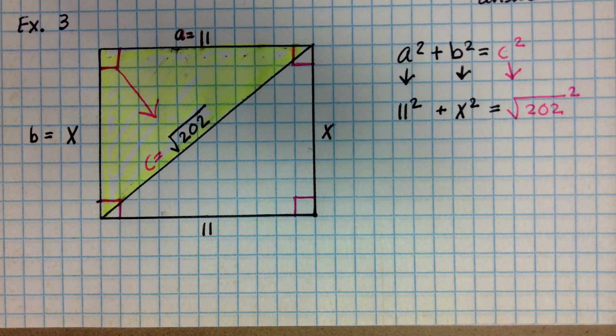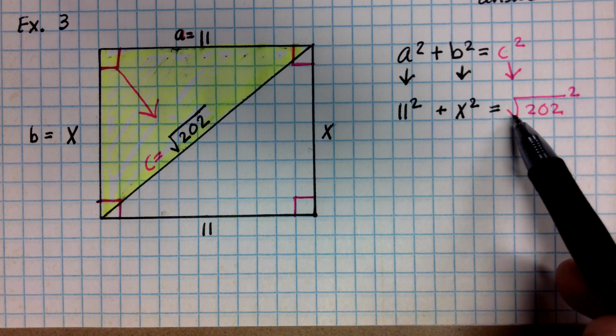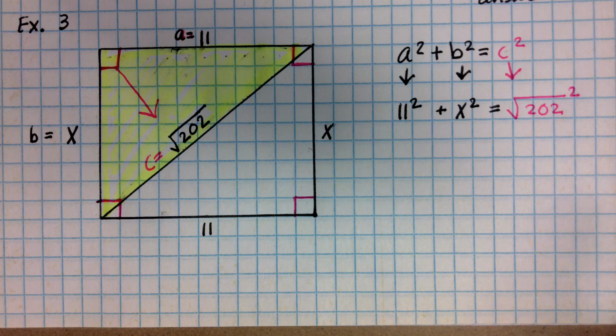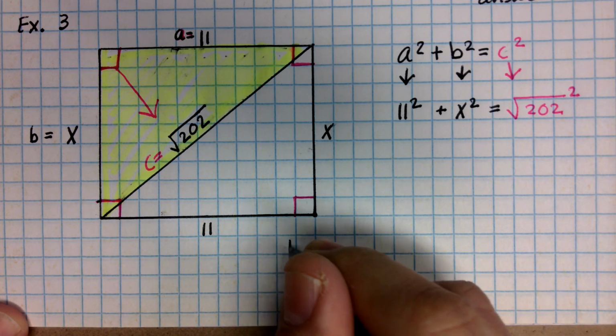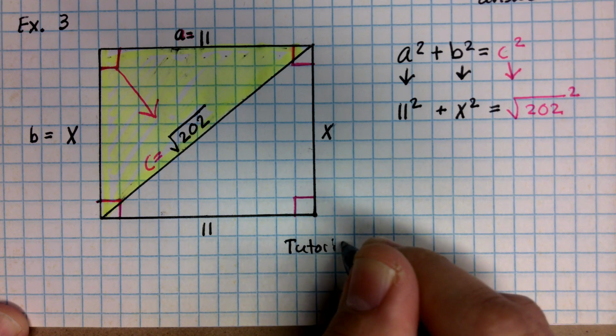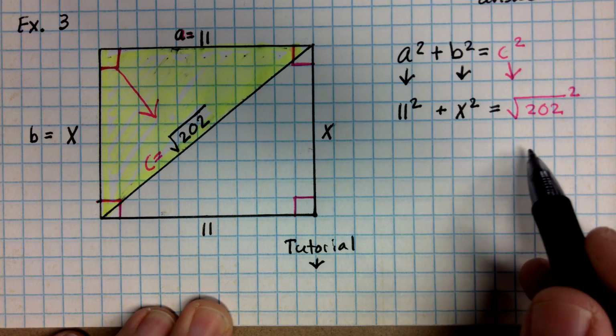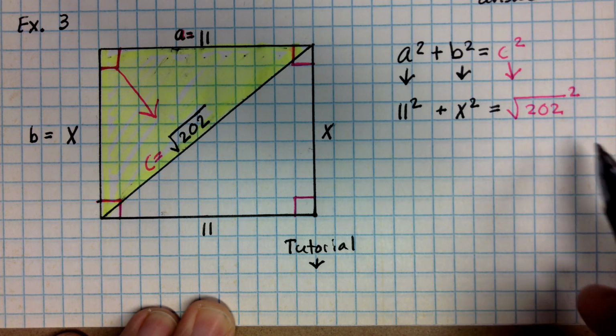So before we go any further, let's look into this idea that a radical and squaring something are basically the inverse of one another. So for instance, I'm just going to put on here, down at the bottom, "tutorial." This has nothing to do with solving this problem other than I'm going to explain to you a relationship that you need to know if this looks confusing to you.